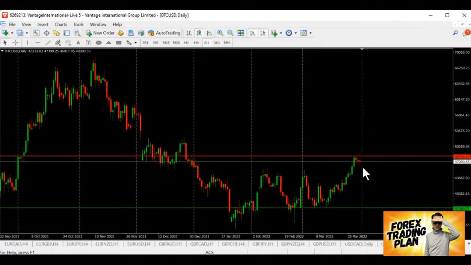Okay, so let's sum up today. What do we have here? We have Aussie CAD, Aussie franc, pound yen, pound dollar, dollar franc, and dollar yen. Remember, those that you need to wait for it to hit the resistance before you can start selling. Be patient and wait for it.